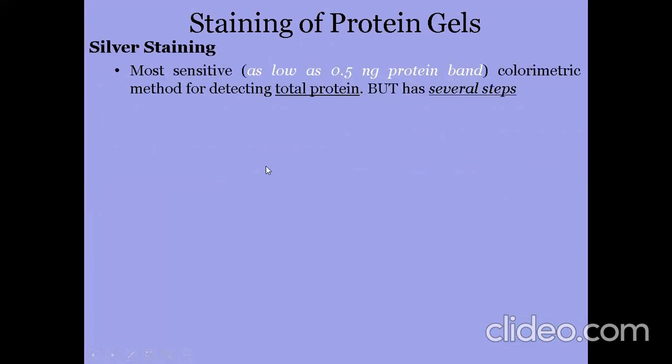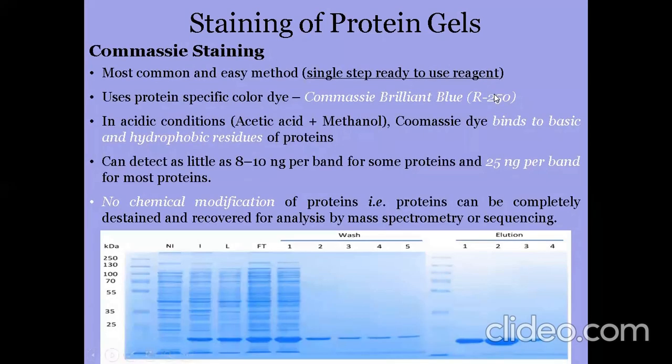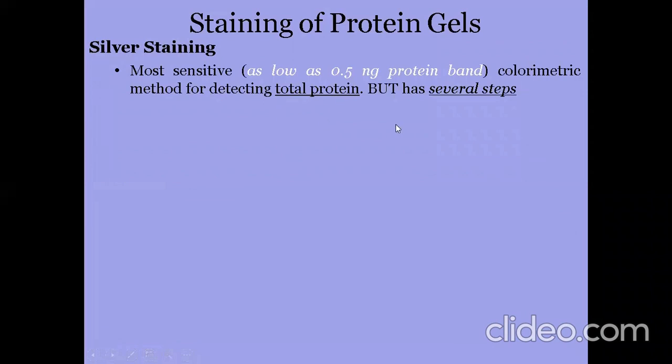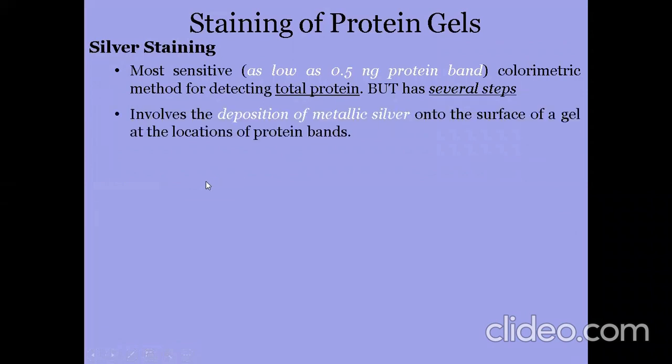But here, if you can see, it will detect even a lesser amount, a 0.5 nanogram band. The silver stain will detect it. So it means this is more sensitive. A colorimetric method means a color-based method for detecting total protein, but it has several steps. Before this, it was a single step procedure. This silver stain has multiple steps.